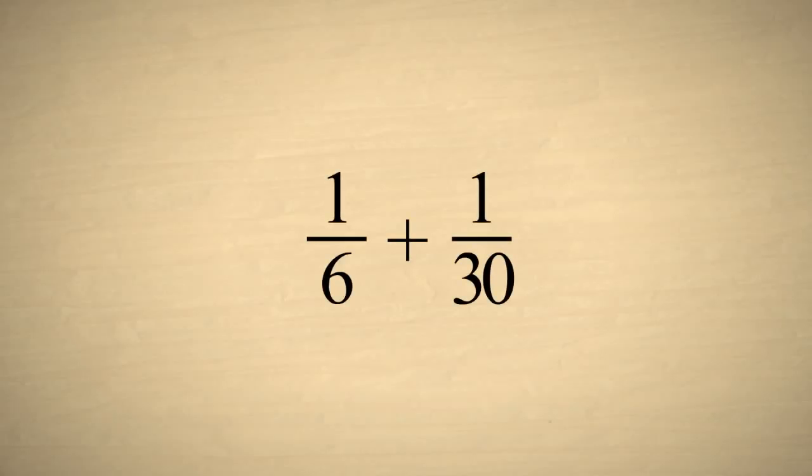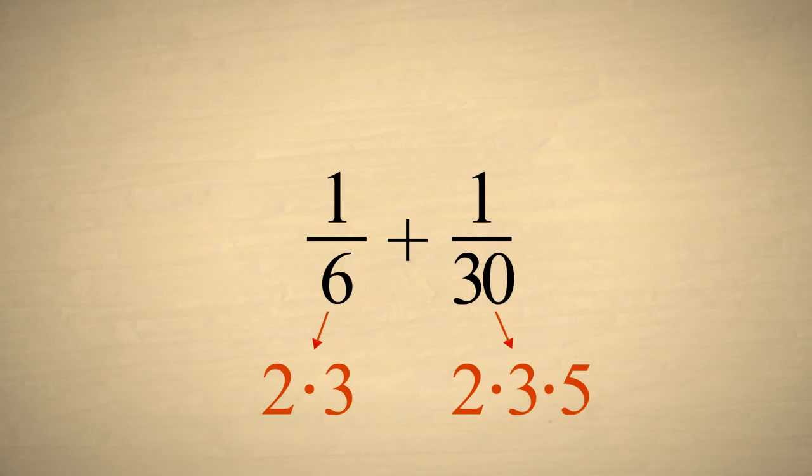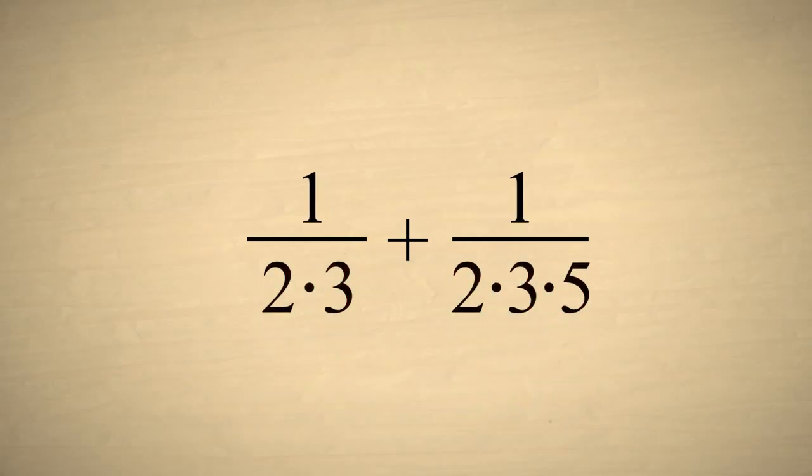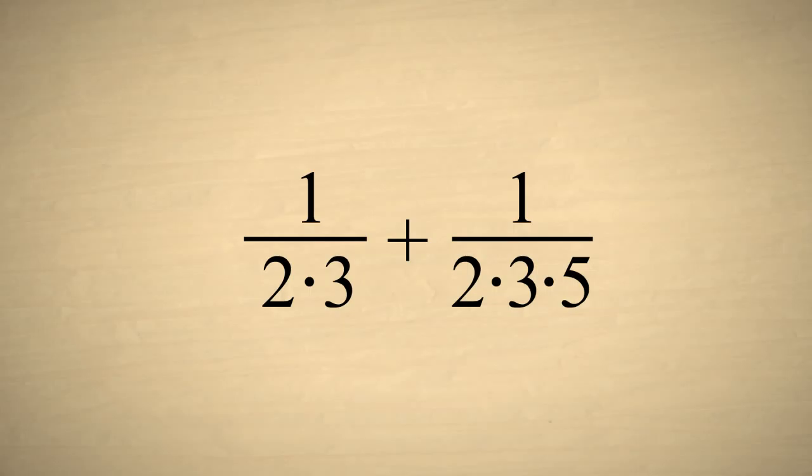As an example, let's say that we want to add 1/6 and 1/30. We must make the denominators of these fractions the same so that we can add their numerators. If we factor each denominator, we can write each of them as a product of prime numbers. Since our goal is to make these two denominators the same, let's see what is making them different. The first denominator is missing one factor of 5 that the second denominator has.